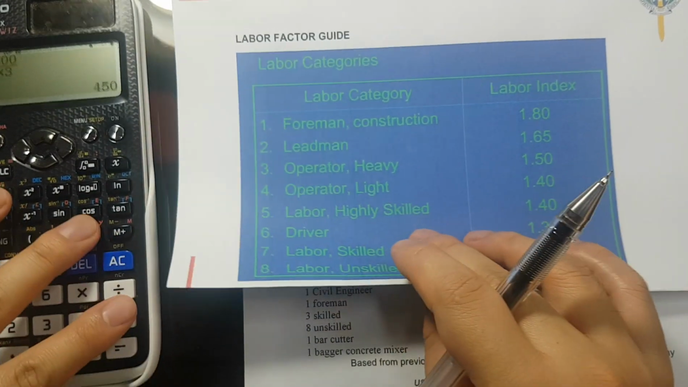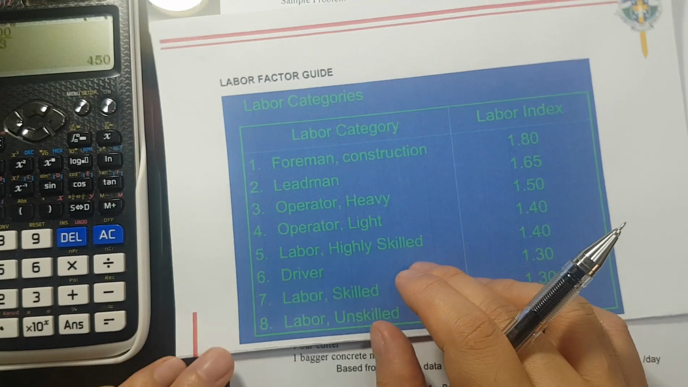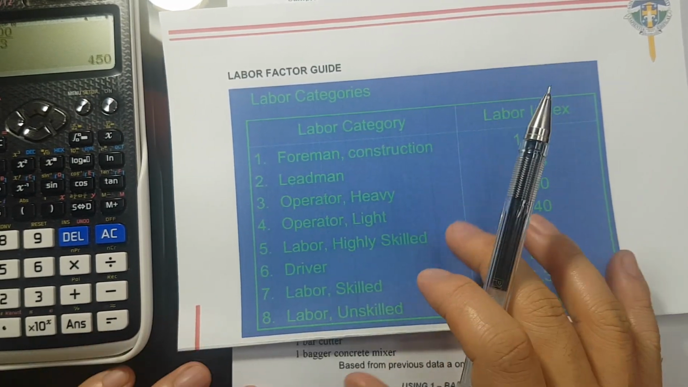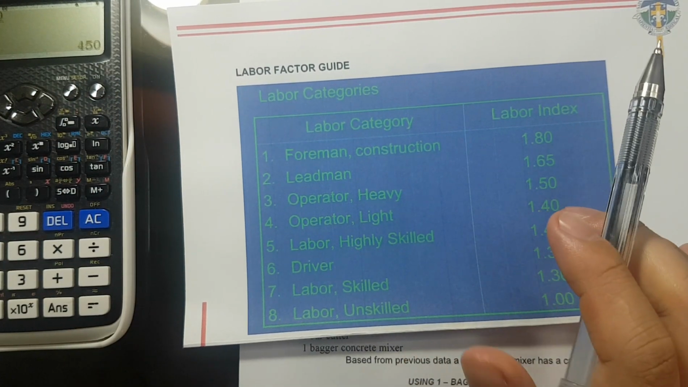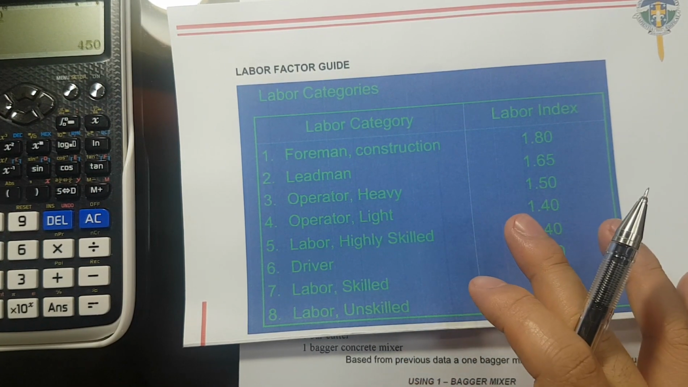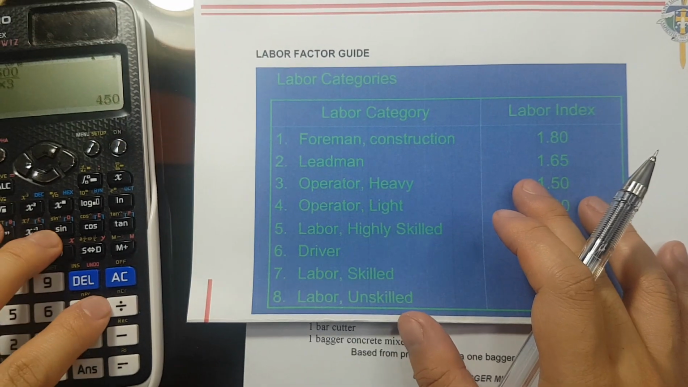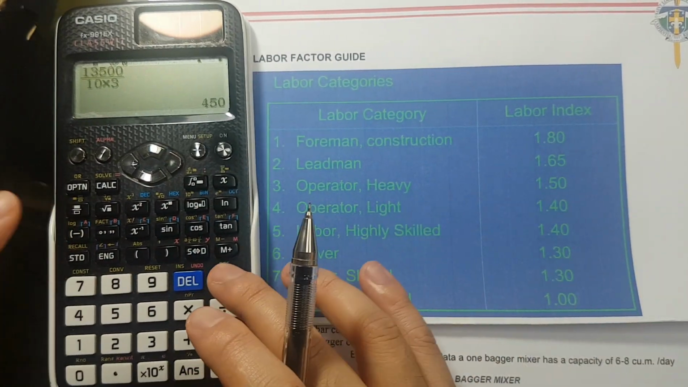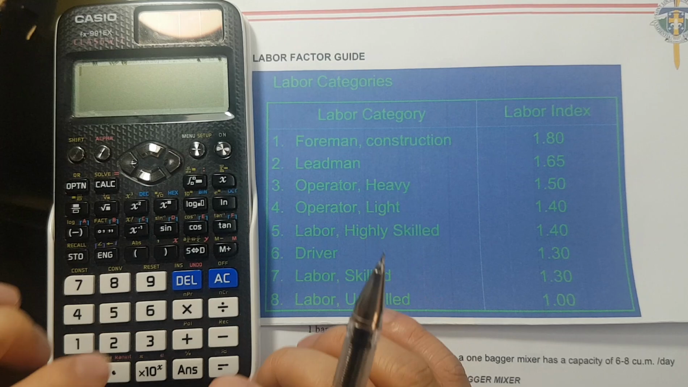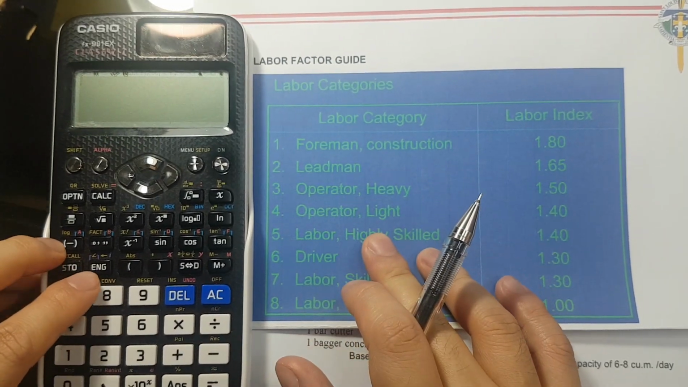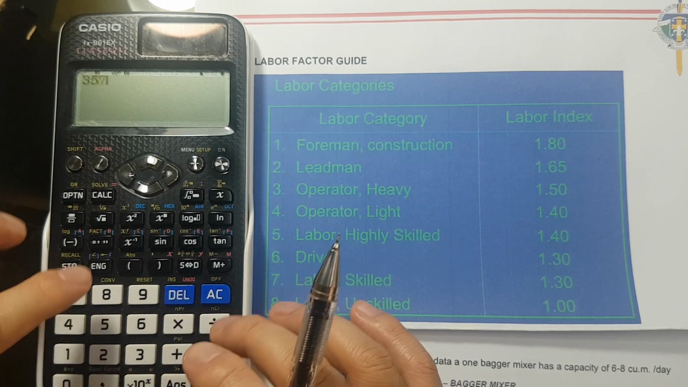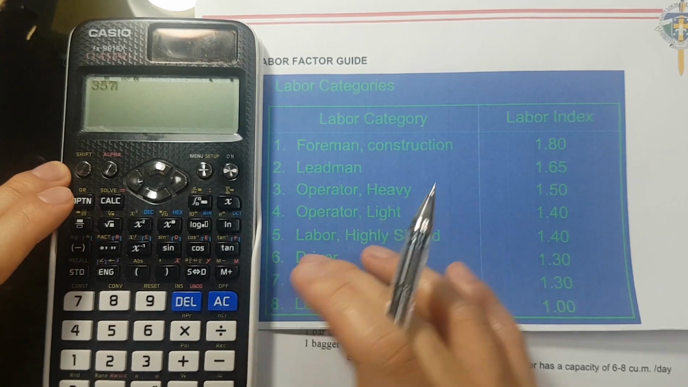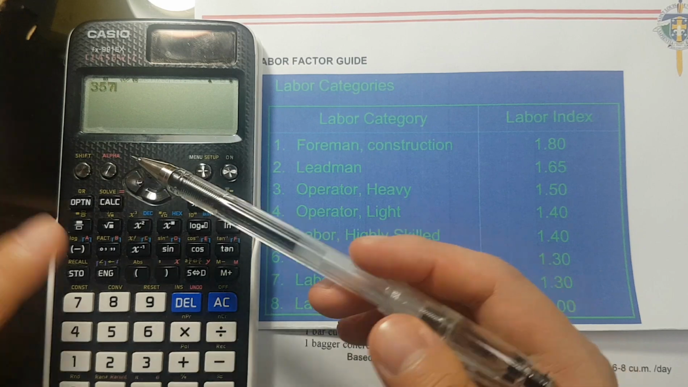We have here the labor factor guide. So this will help and guide us at the same time sa magiging labor rate ng workers natin. Okay? So for example, this is just an example. The minimum wage is around 357. Let's say it is 357. This is the minimum wage for, let's say, Baguio City.